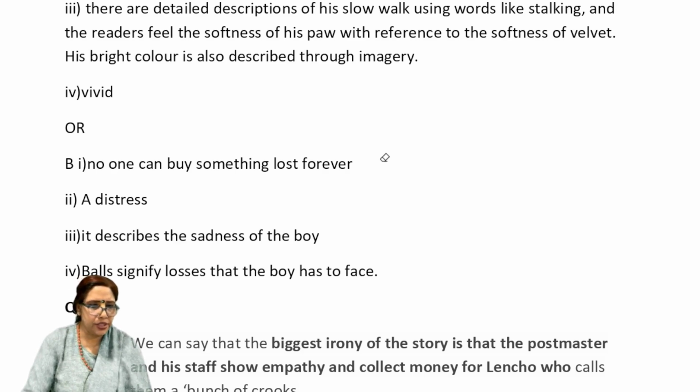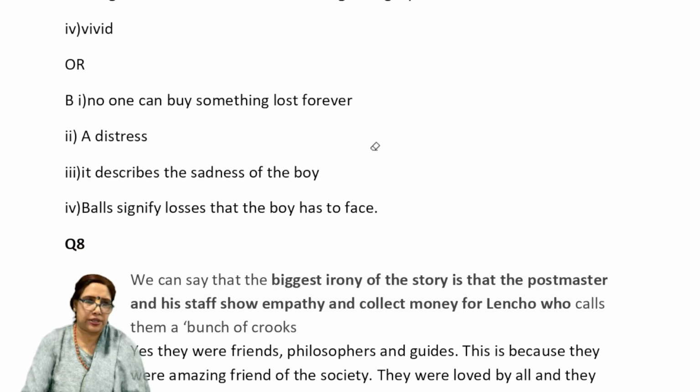Okay. Then the next question is, the lines from the poem tell us that the boy is experiencing, and the answer is A, distress. Okay. Now third one is, what is the significance of the term desperate used to describe the boy's eyes in the poem?